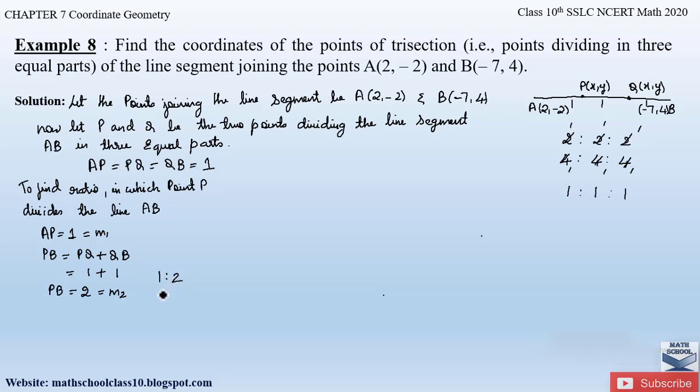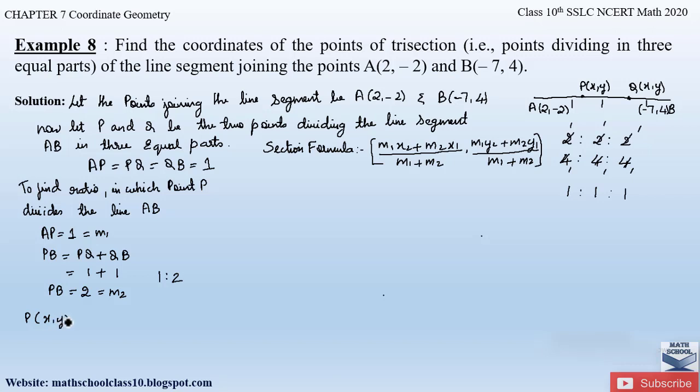Now let us apply the section formula to find the coordinates of point P. First, let us write down the section formula, which is (M1x2 + M2x1)/(M1 + M2) and (M1y2 + M2y1)/(M1 + M2). This is the section formula. Let us find the coordinates of point P by applying it. So P(x, y) will be equal to, what is the M1 value here? M1 is 1 into... again, let us assume point A to be (x1, y1) and point B to be (x2, y2).